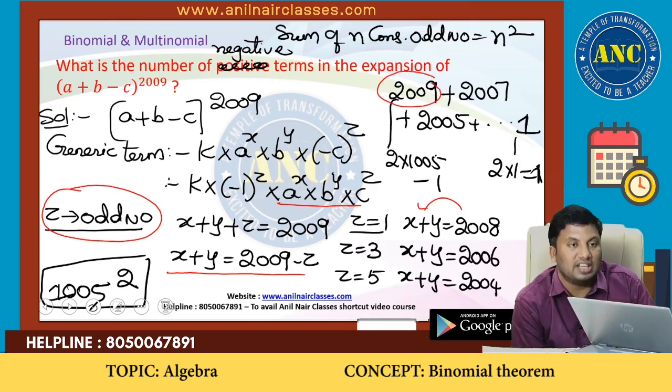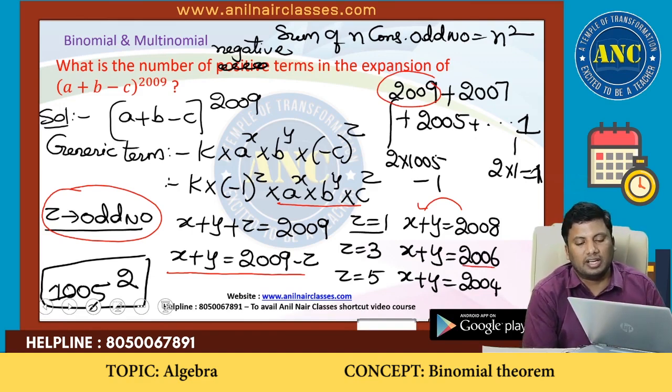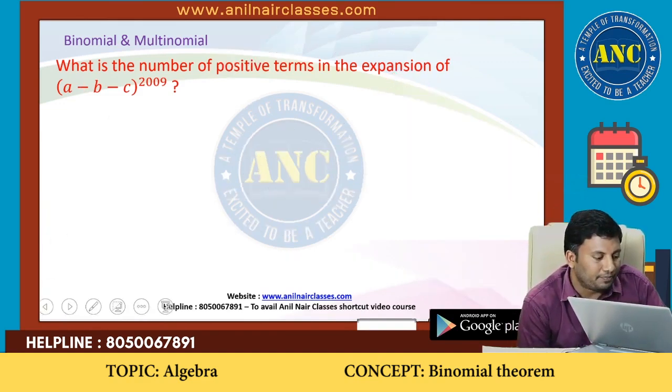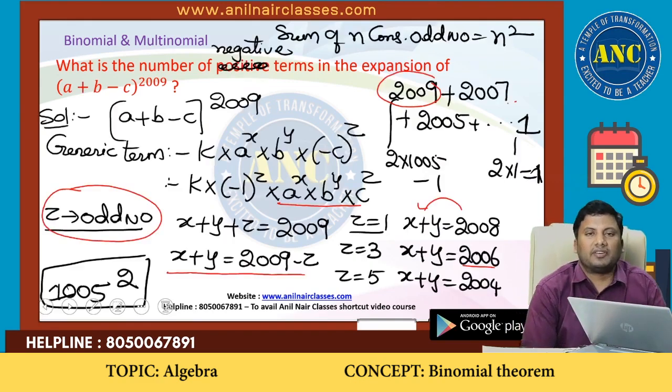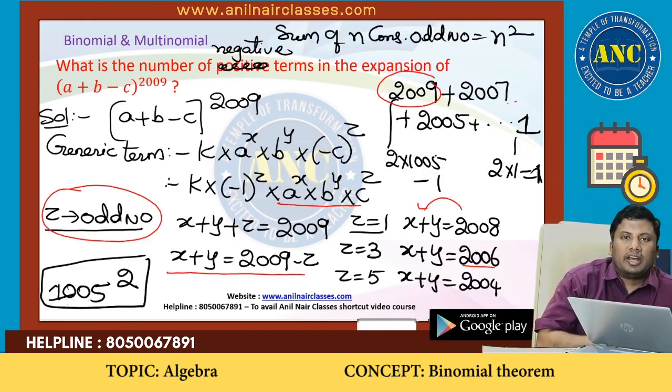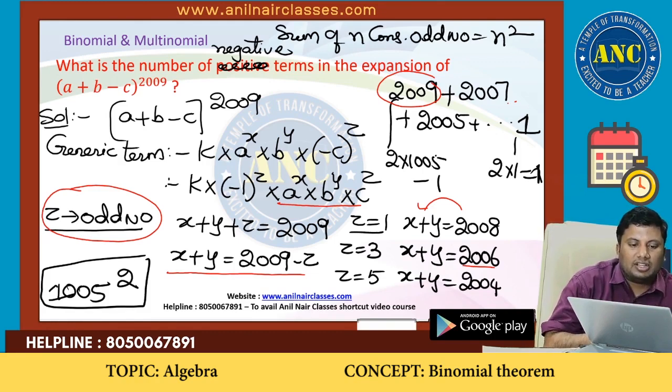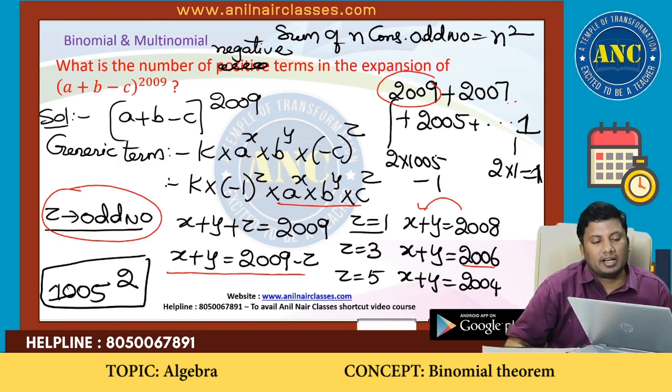Second one, z is 3. All are odd numbers. 2006 plus 2 is 2008, so 2008 balls are there, so it will be 2007. From 1 to 2009, in total I am adding 1005 odd numbers. Sum of n consecutive odd numbers is always n square. So how many negative terms are there in this expansion? It is nothing but 1005 whole square. I hope the idea is clear.